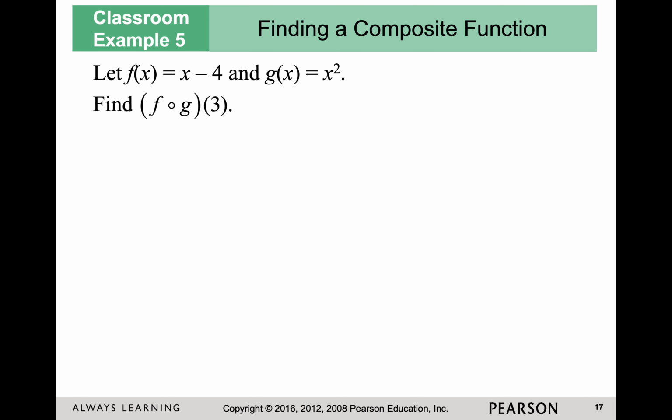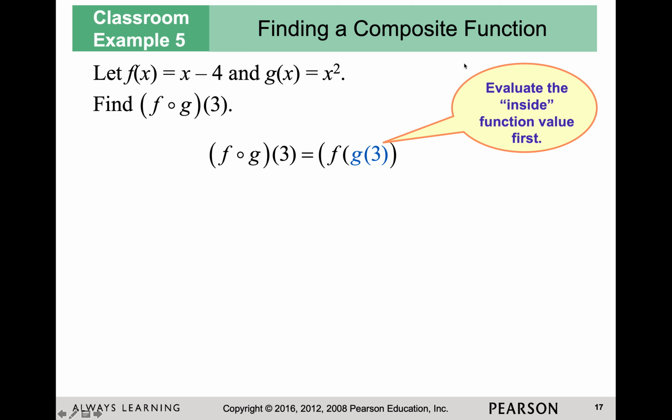So let's look at how this works. Find f of g of 3. When I rewrite that with function notation, it says find the f of g of 3. So what I have to do first is evaluate the inside value, which means I need to replace x with 3 in g of x. So I'm going to have 3 squared because g of x is x squared. I'm replacing x with a 3.